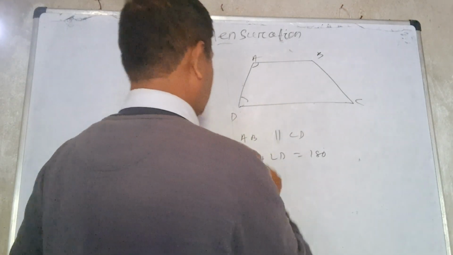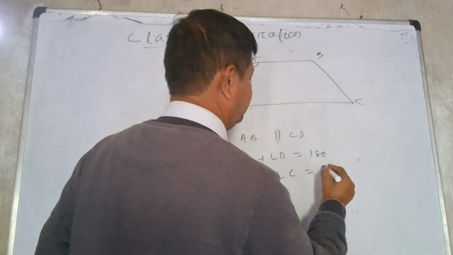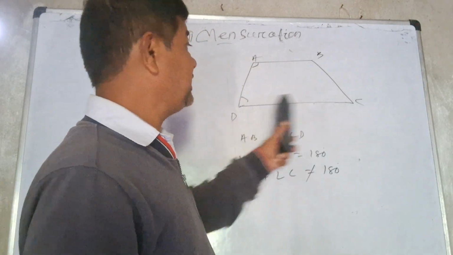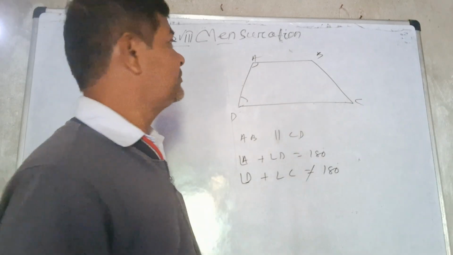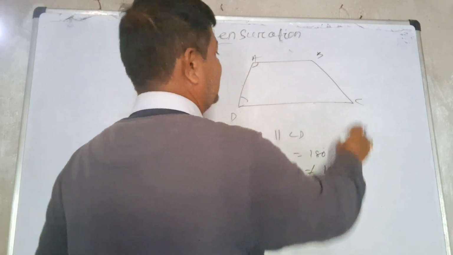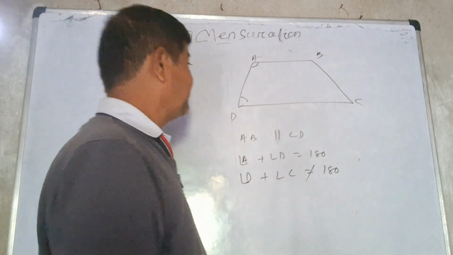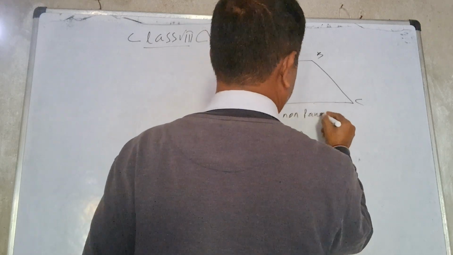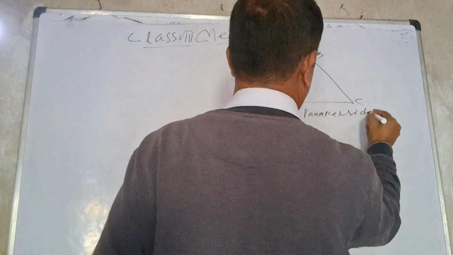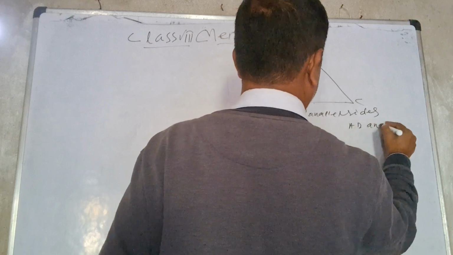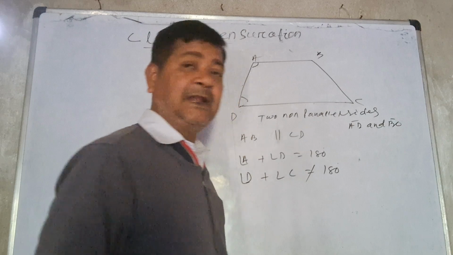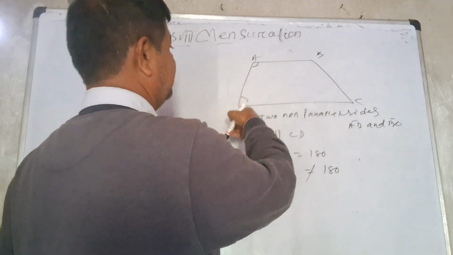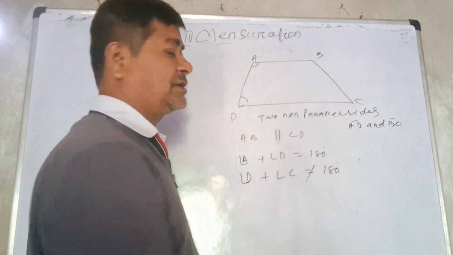But D plus C is not equal to 180. Why? Because D and C are not co-interior. If AD and BC were parallel, then DC would be the transversal. But AD and BC are two non-parallel sides. That's why C plus D is not equal to 180.